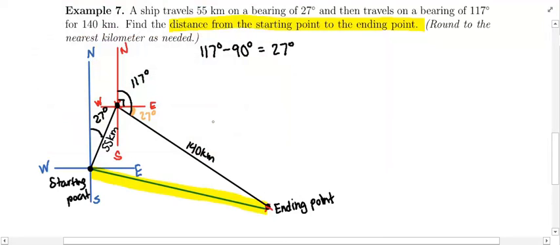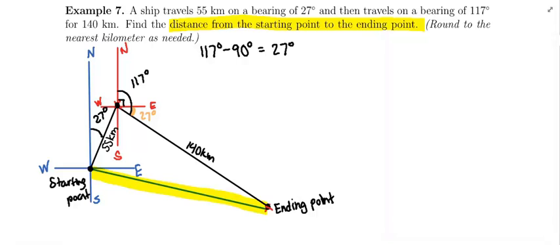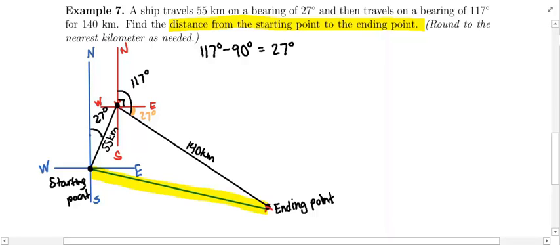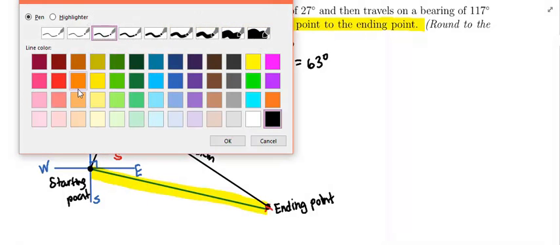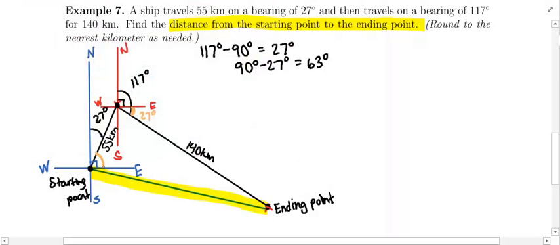Like I said, I'm trying to figure out the little angles here. So then I'm going to come down here. The next thing I see to do is down here, again, the north-south line and the east-west line form a right angle. I know one of the angles that make up the right angle is 27 degrees. So if I take 90 degrees and take away 27 degrees, that is going to leave me with 63 degrees. That tells me that this angle right here is 63 degrees.